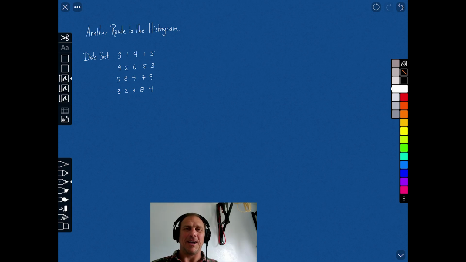I am Tom, and today we're going to take another route to the histogram, and that's what I titled already here on our screen, another route to the histogram. And I've given us our data set. Again, the data set is the first 20 digits of the number pi.